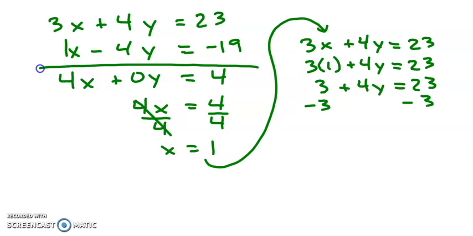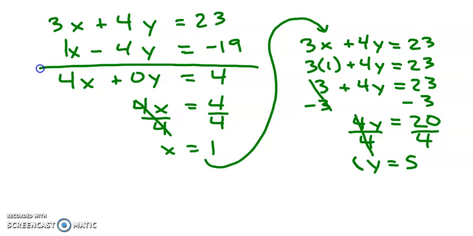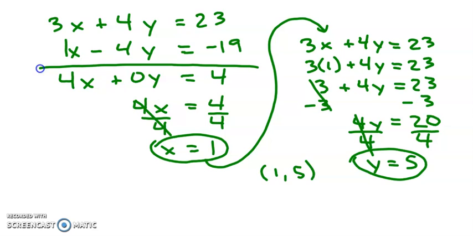In order to get y by itself, I am first going to subtract 3, move that over to the other side, and now I divide by 4. And that gives me y equals 5. So my solution should be 1 comma 5. Now I know for sure that works in that first equation if I did all my math right.